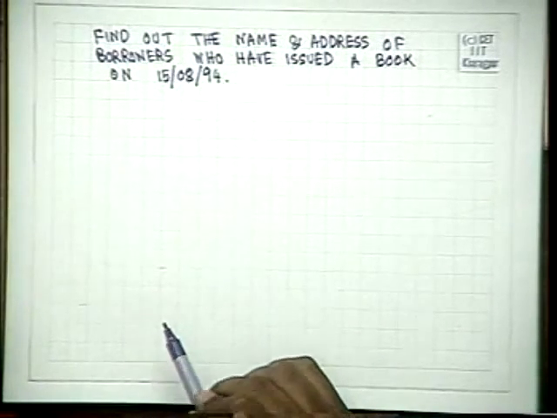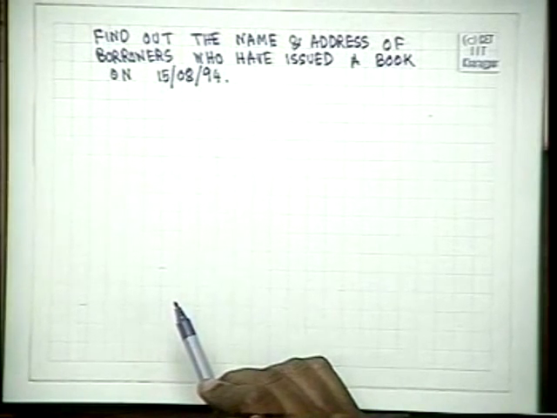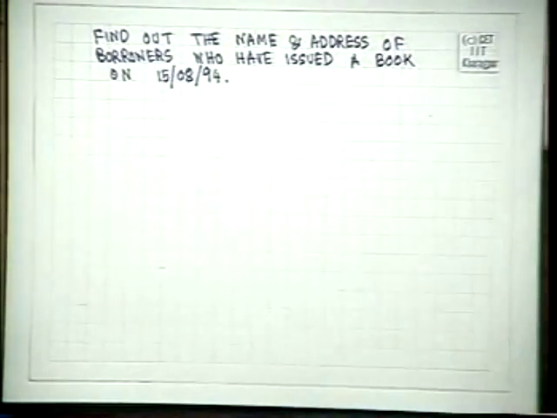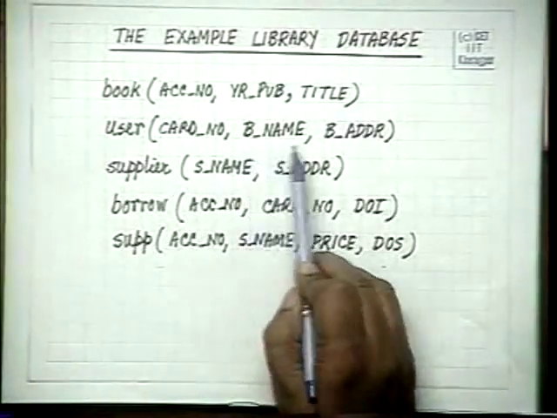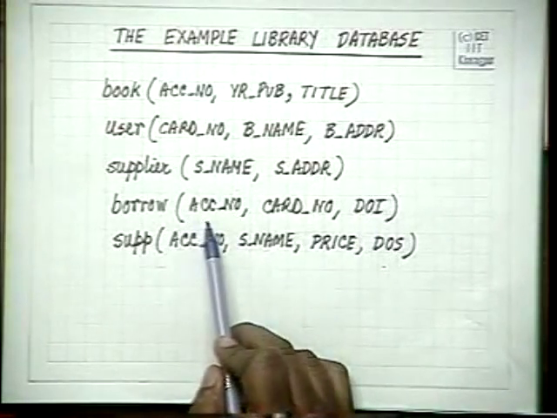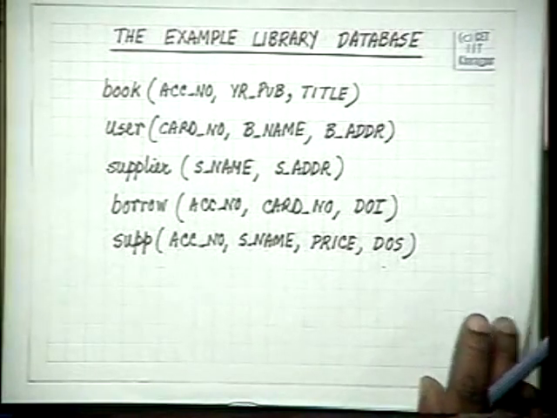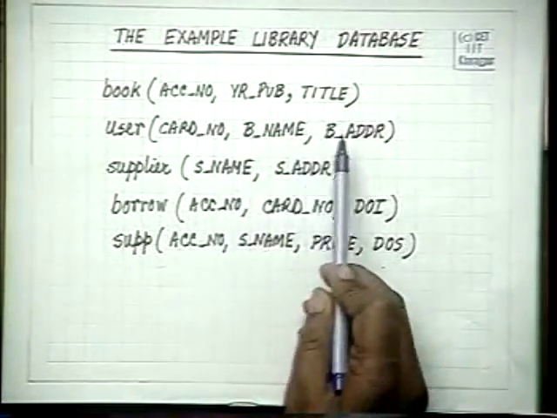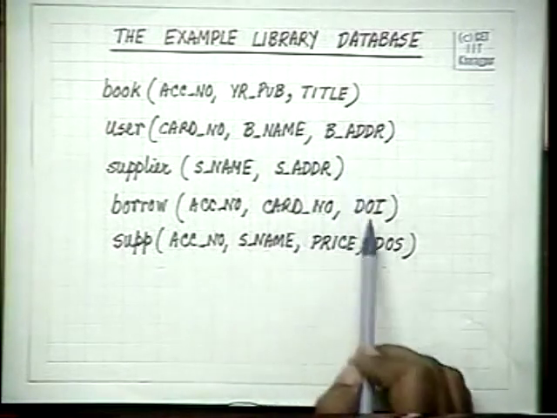The next example which we will try to solve is, find out the name and address of those borrowers who have issued a book on 15/8/94. We want the name and address, so we need the user relation, and the date of issue will be from the borrow relation, so user and borrow is sufficient to solve our problem. We'll have to do a natural join of user and borrow through card number and get the name and address whose date of issue is. It's a simple problem.